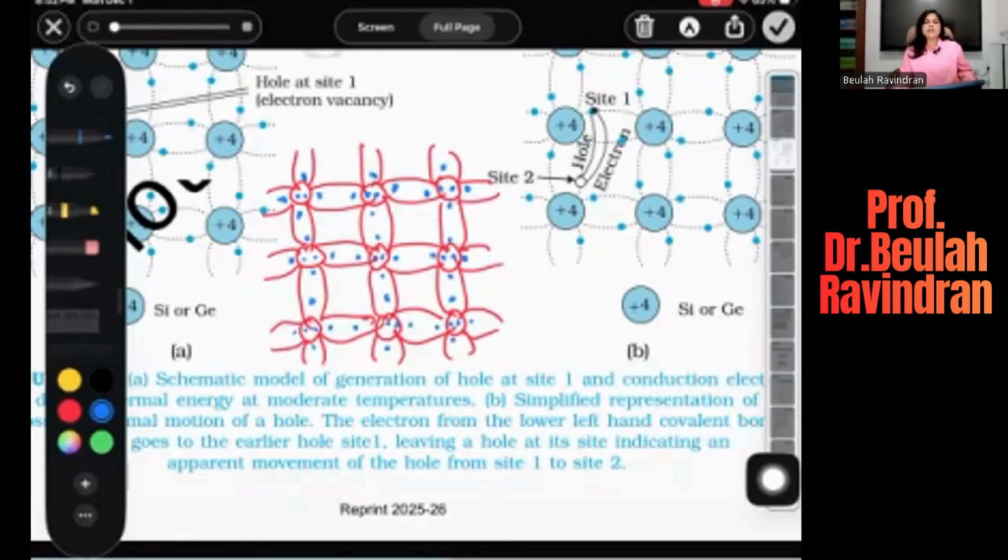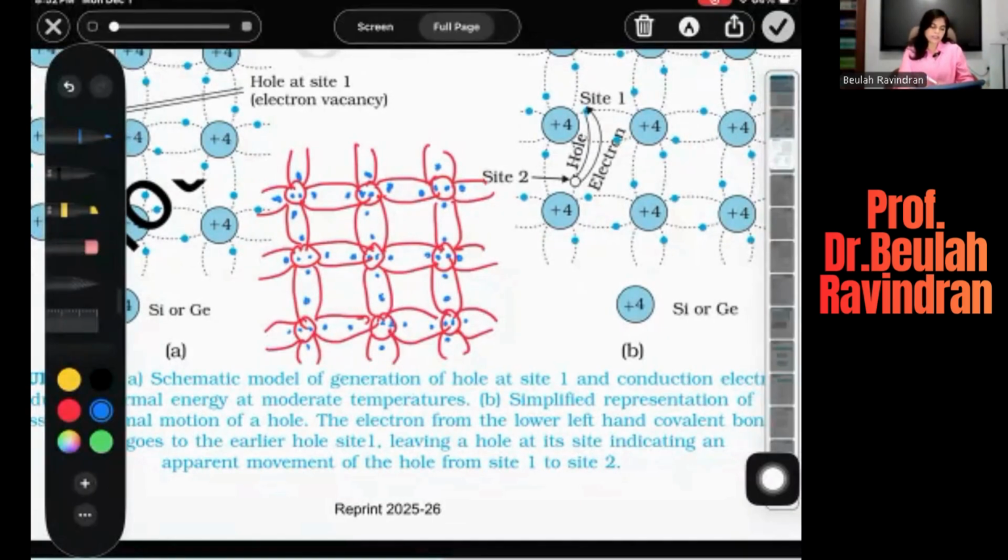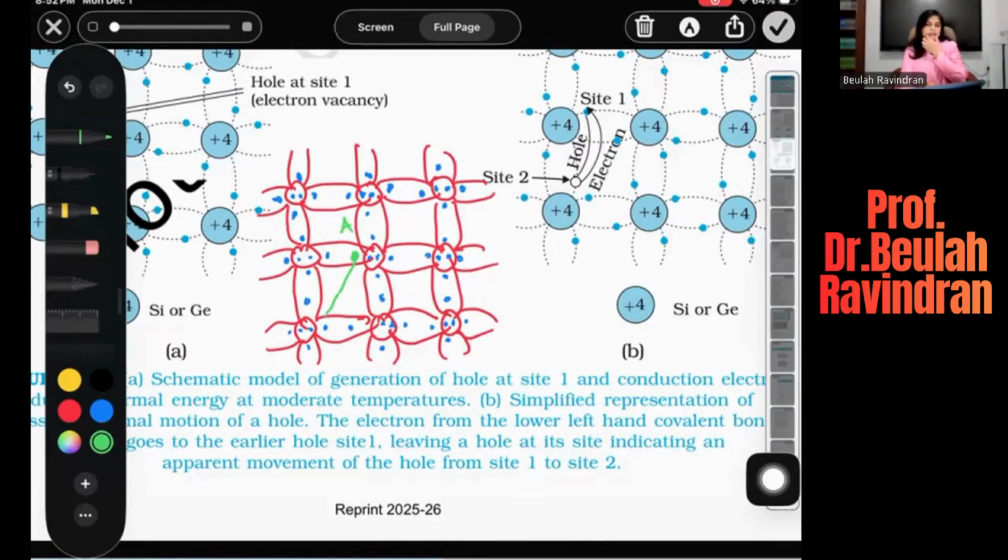So you can notify here the sites: site 1, site 2, like that it is given in your book. Suppose you are determining this as site 1 or A site. Here the electron leaves that, and you should find the hole here. Or this is B site. So the vice versa also can be possible.